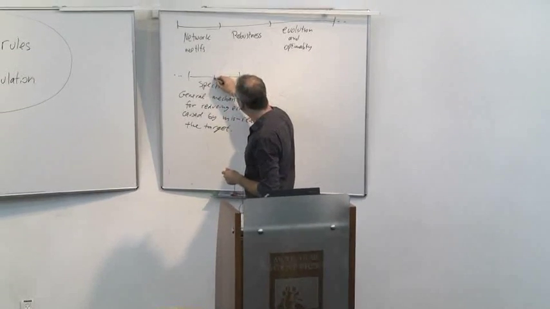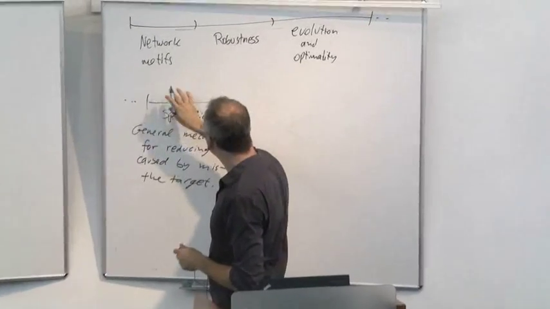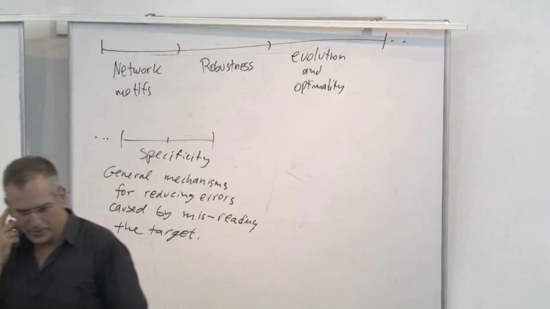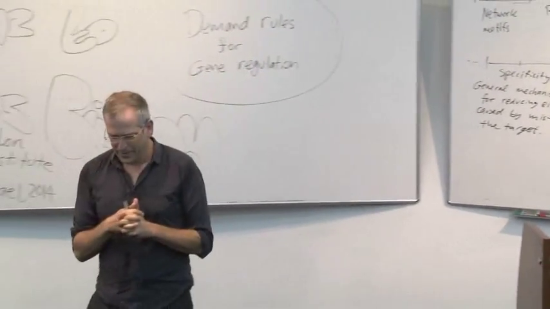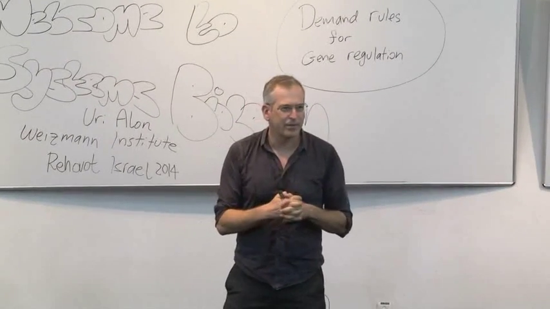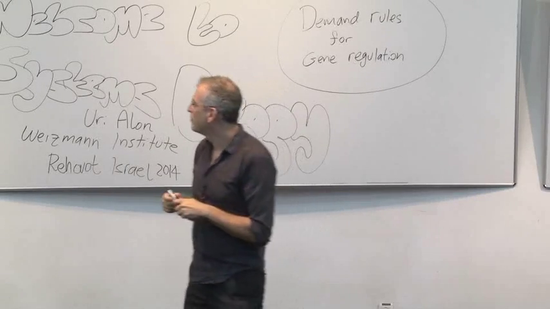We talked about kinetic proofreading in the last lecture, and today we'll talk about demand rules for gene regulation. It has to do with specificity, and again, a general principle. It's kind of simple and nice to teach. So that's the plan for today.